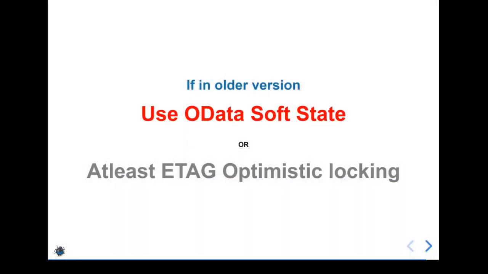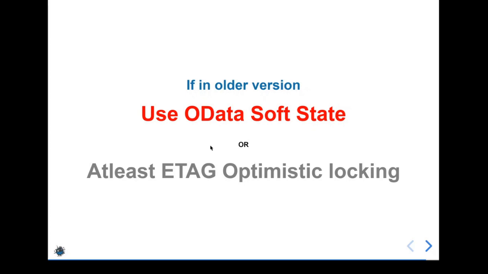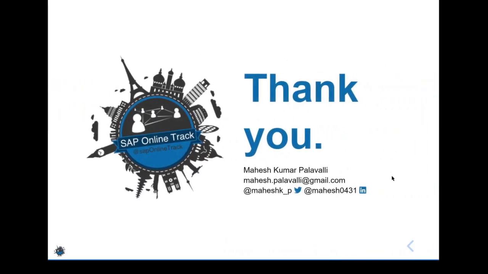And if you're on an older version, use OData soft state. But if you really don't require OData soft state, because maybe the data changes will be less, then at least use ETag. ETag is the minimum that we have to use, or else we don't know what can happen with data.